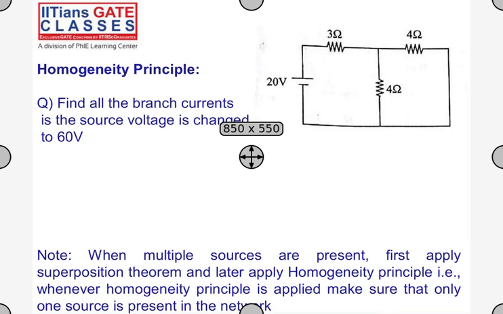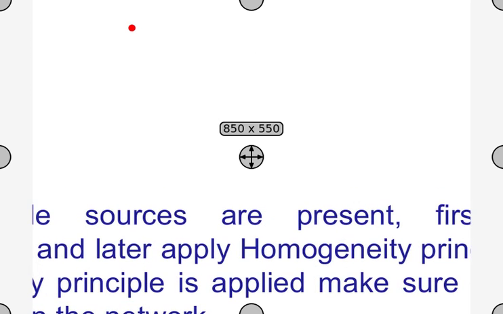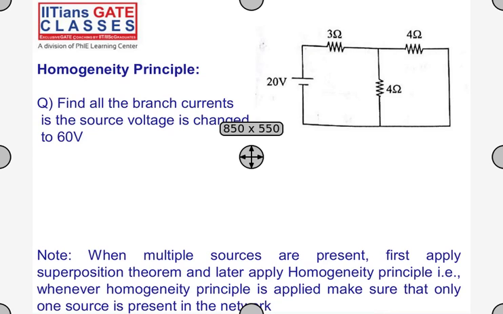So you have to understand this homogeneity principle and superposition. What actually you have to understand is when multiple sources are present, more than one source, first apply the superposition theorem and later apply the homogeneity principle. Whenever the homogeneity principle is applied, make sure that only one source is present in the network. This is important. If there are more than one sources, use the combination of homogeneity as well as the superposition theorem.